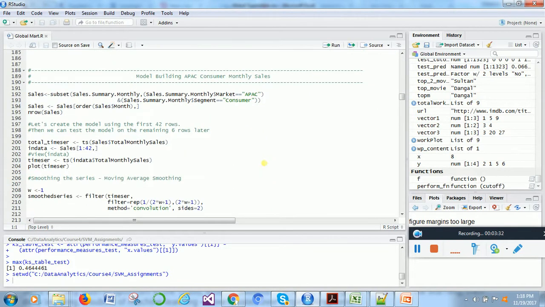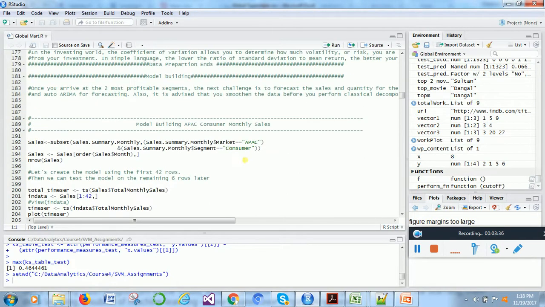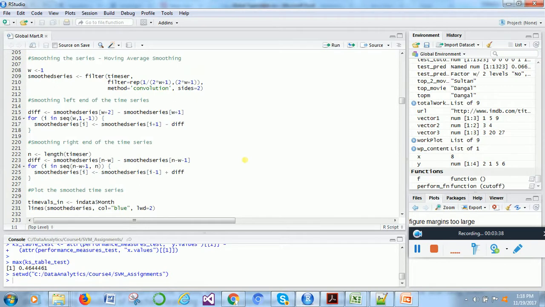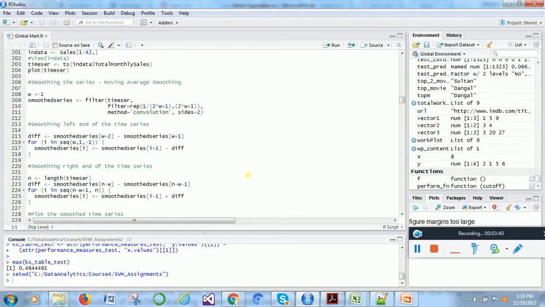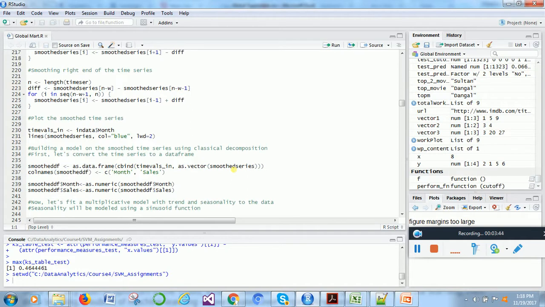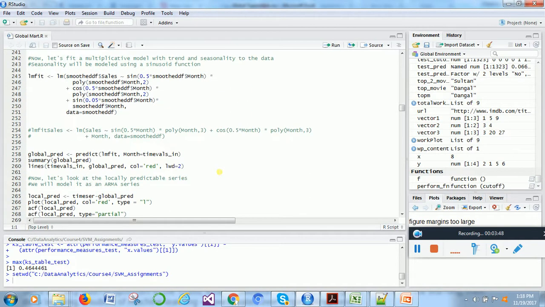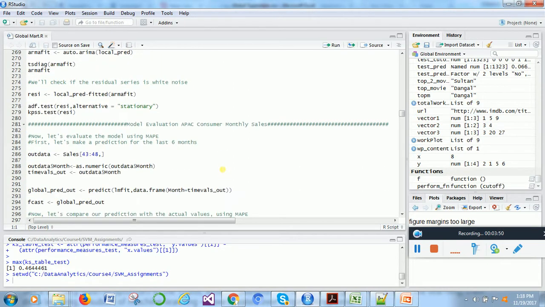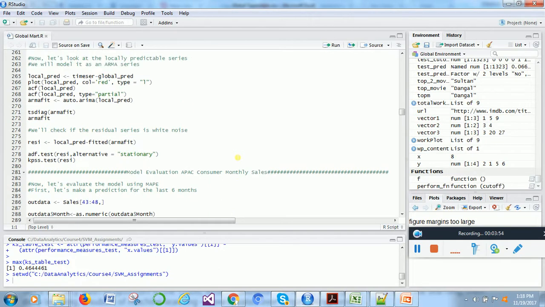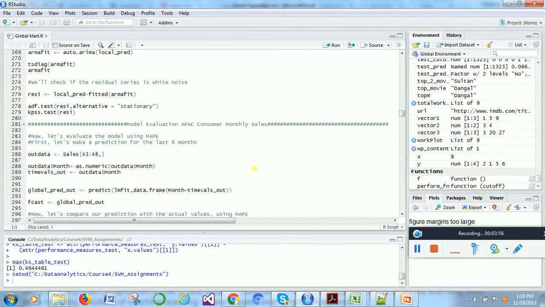We use the time series model here for APAC consumer and also EU consumer. We also use smoothing, moving average smoothing, and then we look at the global prediction, the local trend, and also the noise portion of it. Once the model is available, we will do the evaluation.